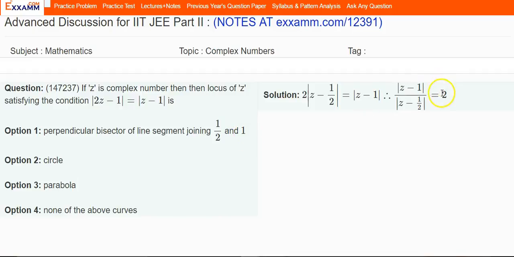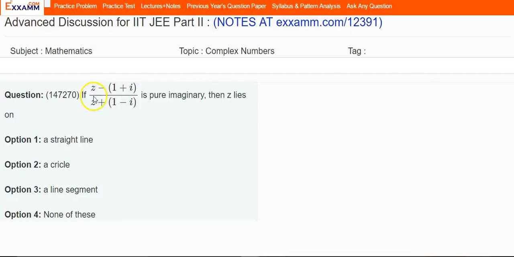But here it is equal to 1, so we can safely say that it is the equation of a circle. Another example: we have been given that (z minus (1 plus i)) divided by (z plus (1 minus i)) is pure imaginary. If a complex number is pure imaginary, then what is the relationship between this complex number and its conjugate?